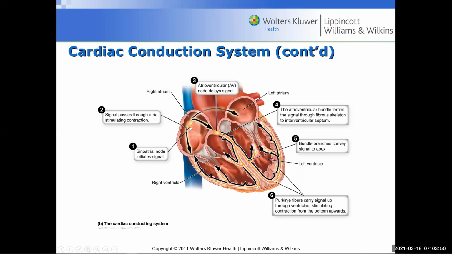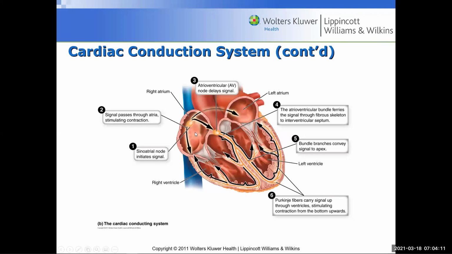First of all, the SA node, that's where it all starts. The sinoatrial node initiates the signal. The signal passes through the atria, stimulating contraction. Remember that once electrical impulses in the form of action potentials reach muscle, in this case cardiac muscle, that allows contraction to occur.